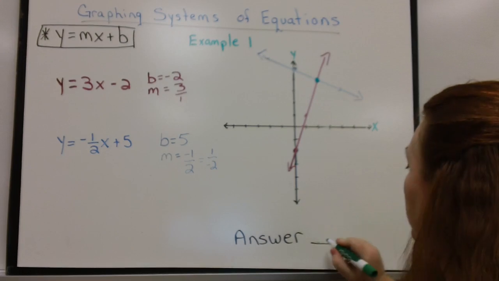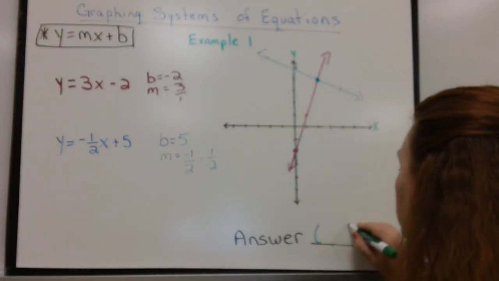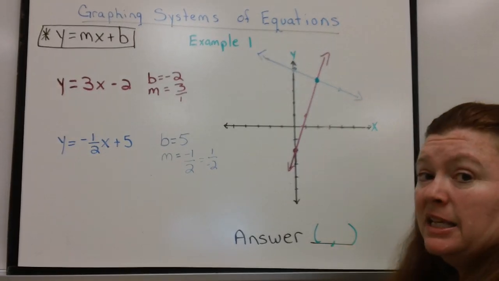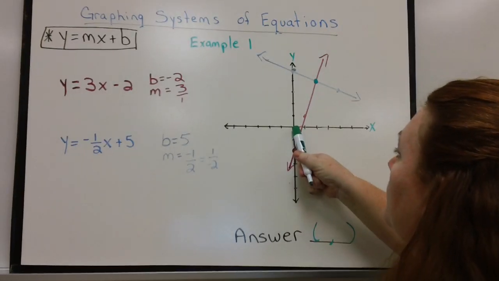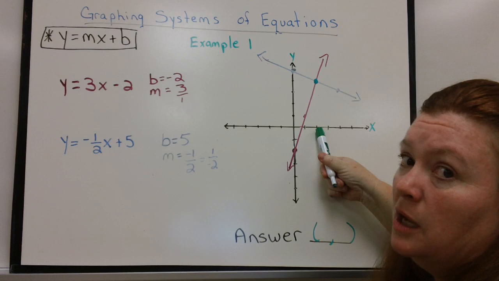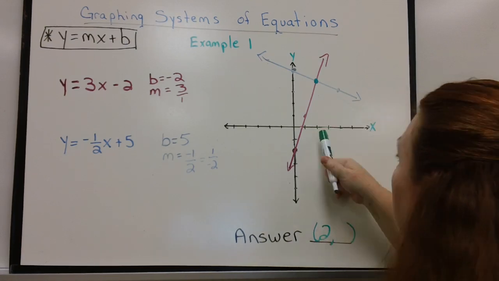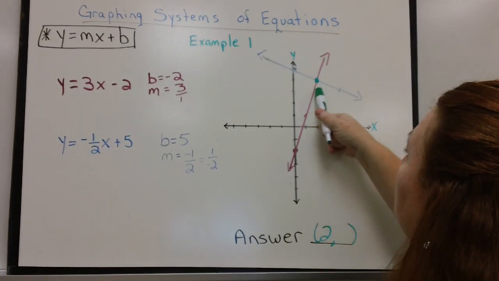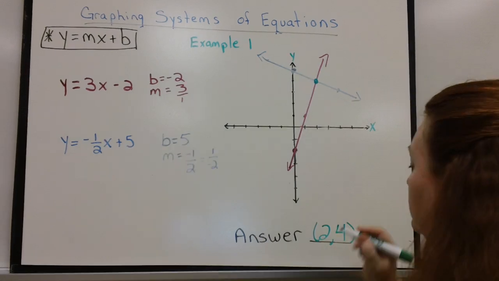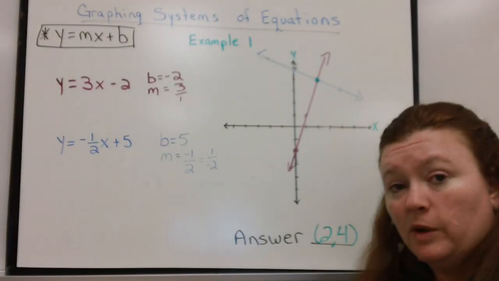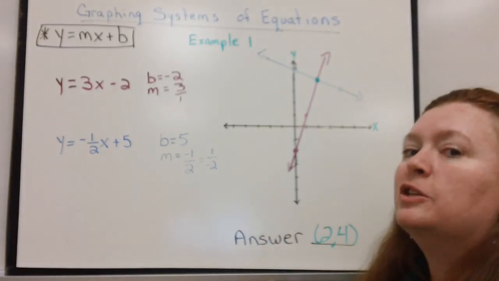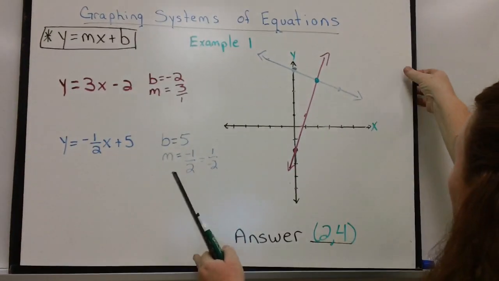Well, where is that point? A point has parentheses and has an x and a y: x, comma, y. From 0, 0, I go 2 along the x, and up 1, 2, 3, 4. And there's my answer. My answer is the point (2, 4). You'll notice with all of these, your answer is a point. So let's try another one, real fast.